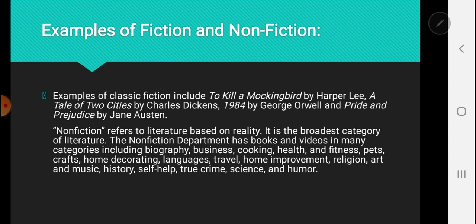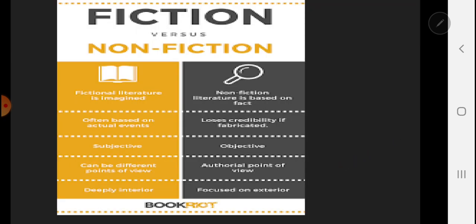So, the examples of classic fiction include To Kill a Mockingbird by Harper Lee, A Tale of Two Cities by Charles Dickens, 1984 by Orwell, and Pride and Prejudice by Jane Austen. While non-fiction refers to literature based on reality, it is the broadest category of literature. Non-fiction has books and videos in many categories, including biographies, business, cooking, health, fitness, religion, humor, etc. They all come under the dimension of non-fiction.